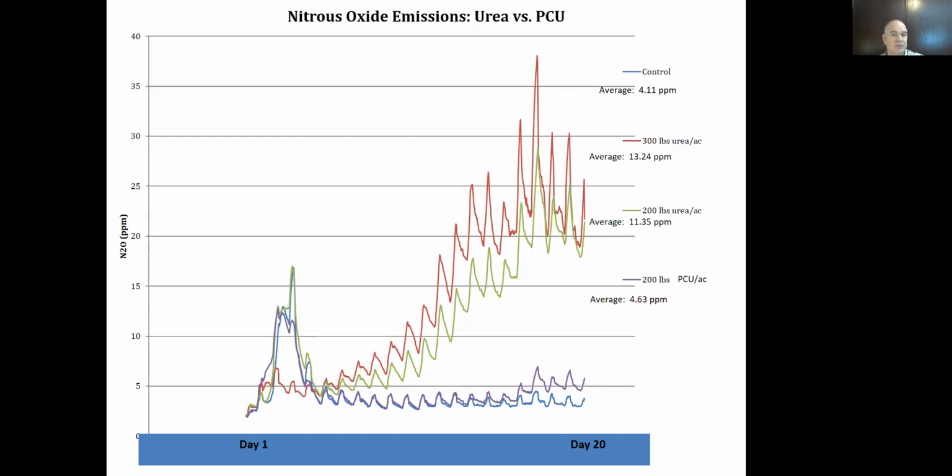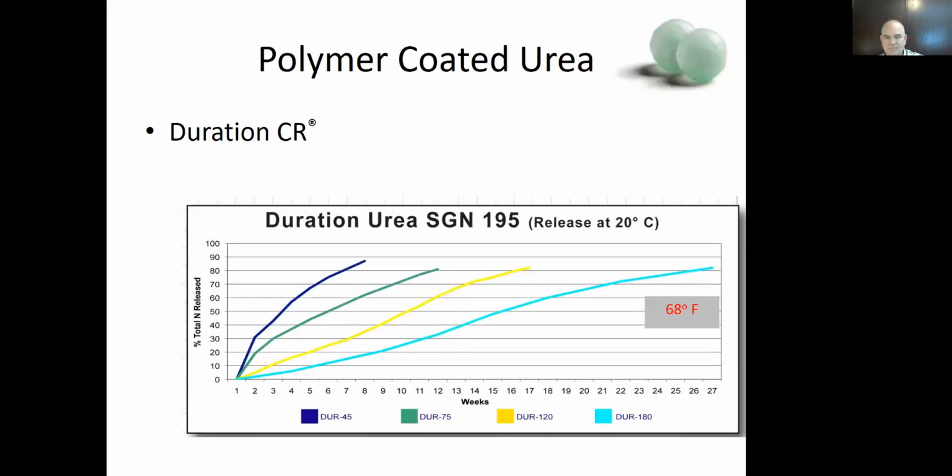Same is true for nitrous oxide, which is another gas of nitrogen that's lost. This is a very potent greenhouse gas. You can see that we almost completely shut down the nitrogen loss. So let's talk about how long this lasts. This is actually a little bit of a problem. Now, I've worked with this Duration product, a really good product.